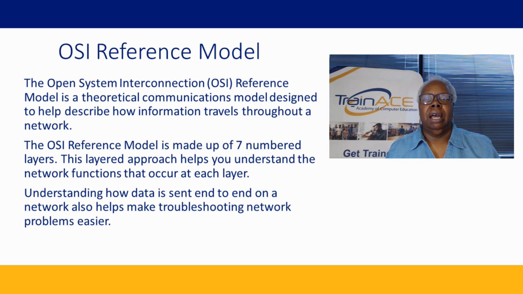Now, I must add that the layers must exist on the receiving system as well. And the OSI reference model is kind of like a standardization. This is the way data is going to be handled end-to-end on an internetwork. All right, so if the 7 layers exist on device 1, the 7 layers are existing on device 2, where the information is going to be received. Each device has the same layers. Okay. Now, understanding how data is sent end-to-end on a network also helps with your troubleshooting.